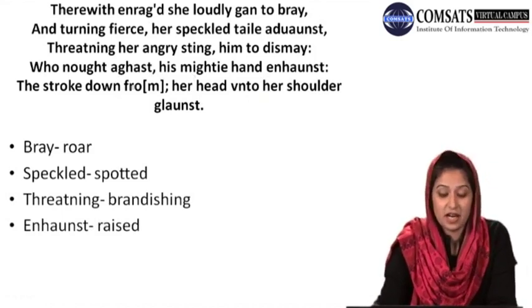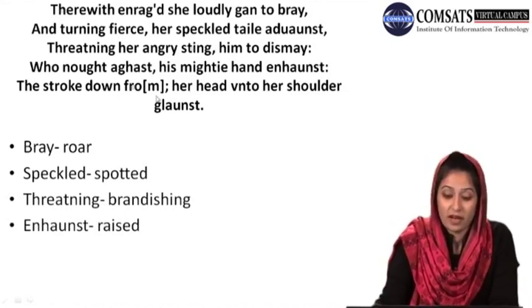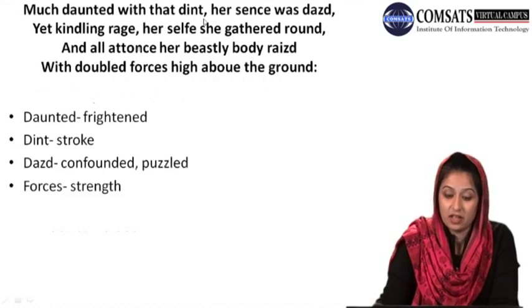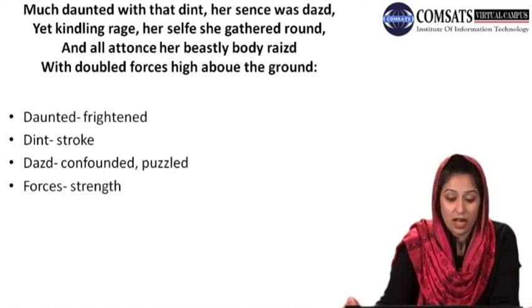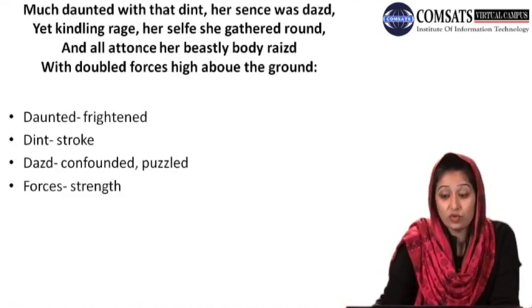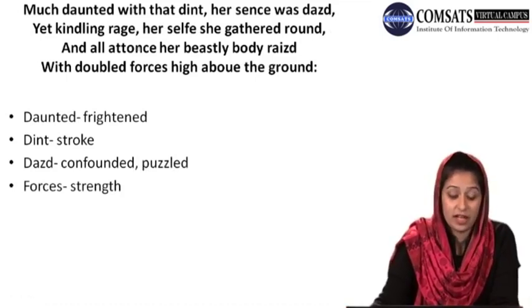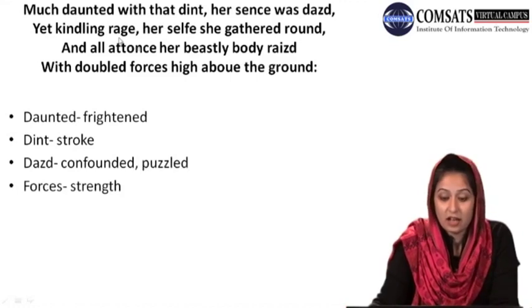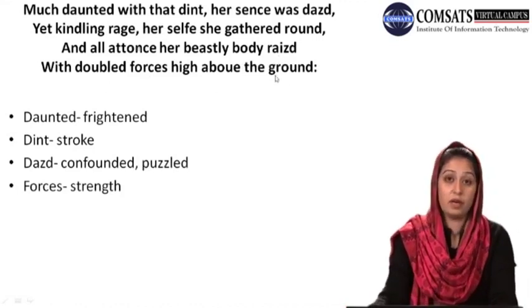He gathered all his courage and with his very powerful hand he tried to strike from her head onto her shoulders, much daunted with that dint. Dint is the stroke. Now the monster became afraid because of that stroke of the sword. Her sense was dazed. She was puzzled. The monster was puzzled, confused, confounded with that stroke. Yet kindling rage. Kindling means gathering. She gathered her strength. Herself she gathered round, and all at once her beastly body raised with doubled forces high above the ground. So what happened?